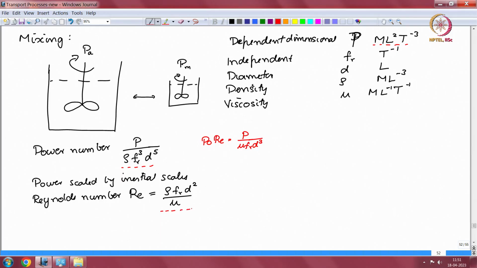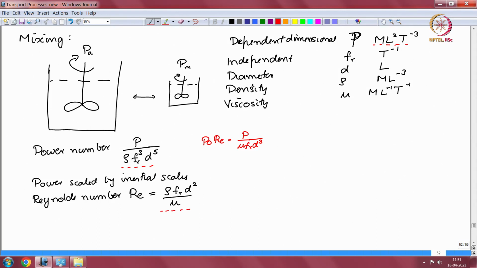That is in general a function of the Reynolds number. In this particular case, the Reynolds number is defined as rho f d squared by mu. The rotational frequency times the diameter is a velocity. So, rho into velocity into d by mu is the Reynolds number.